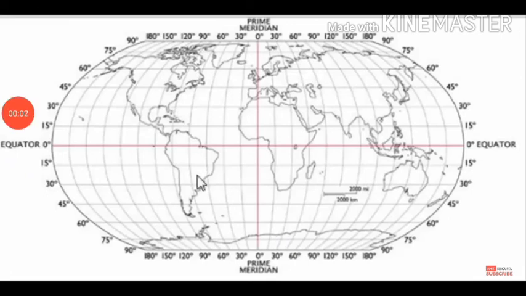If you see on the globe the grid of the parallels of latitude and meridians of longitude, you can locate any point on the globe very easily if you know its longitude and latitude.